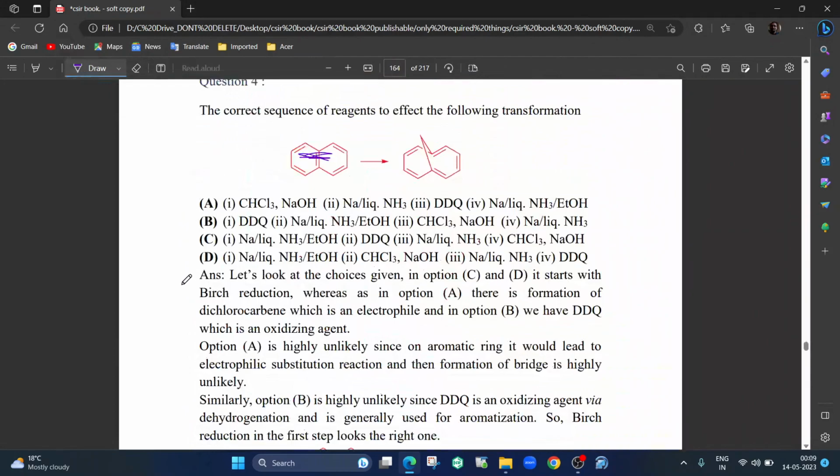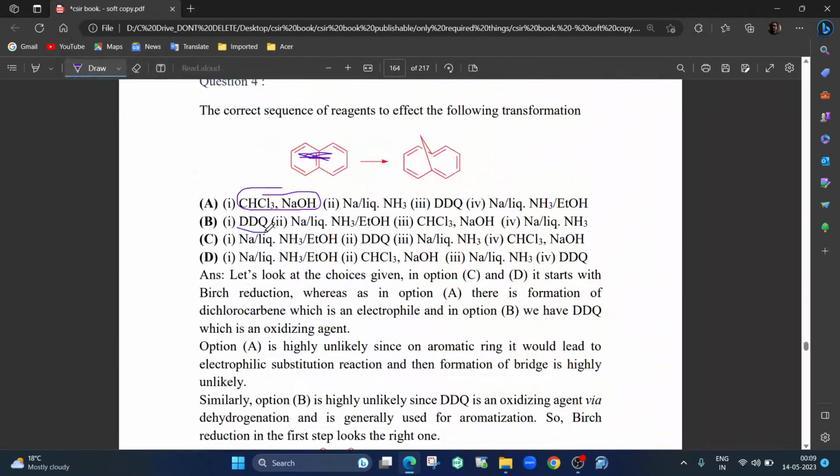So you are having A, B, C and D. So first one you can see you are adding chloroform and NaOH. So Riemann-Tiemann kind of reaction you would have seen in Riemann-Tiemann reaction. If you don't remember, please Google right away, get this reaction. So first step will be formation of dichlorocarbene, right?